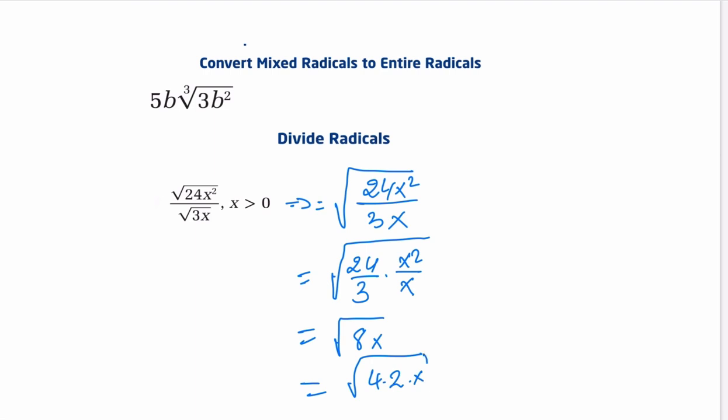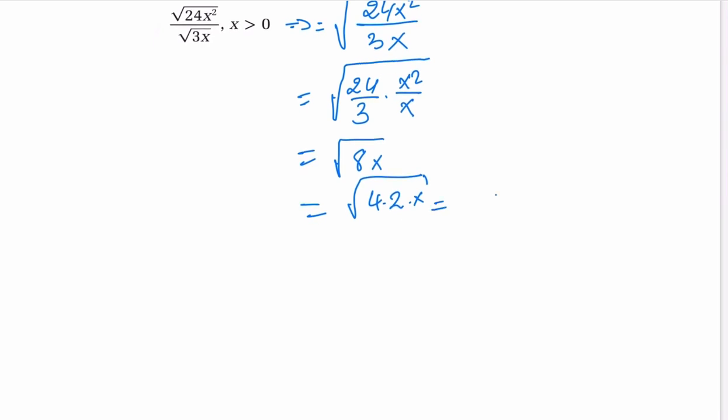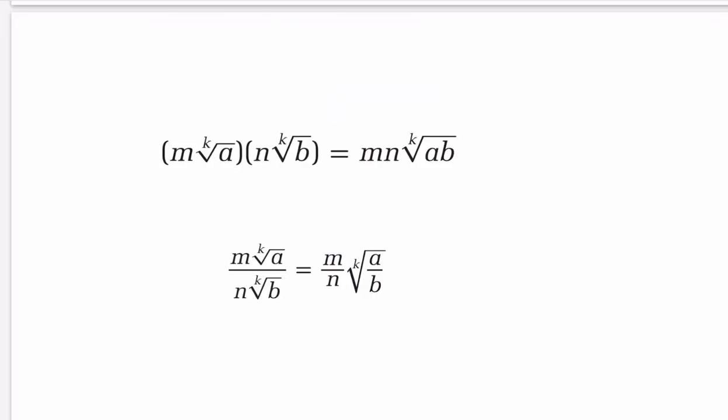And I know 4 is 2 to the power of 2, so it is 2 to the power of 2 times 2x, square root. And as long as I have a number with the same power as the root, I can take it out. It is allowed to take it out. So it will be 2 square root of 2x.